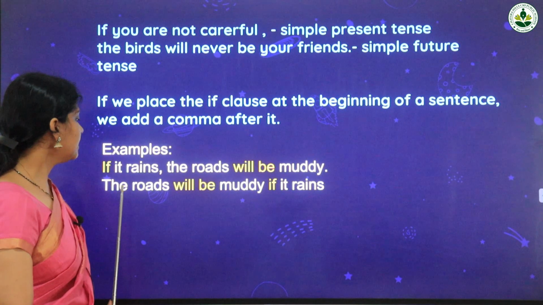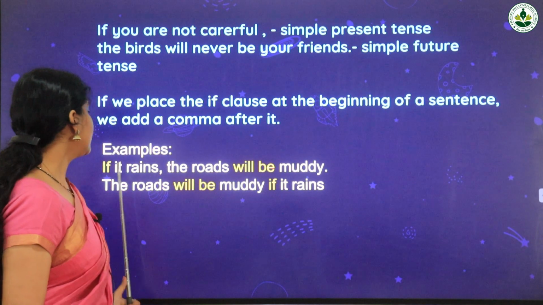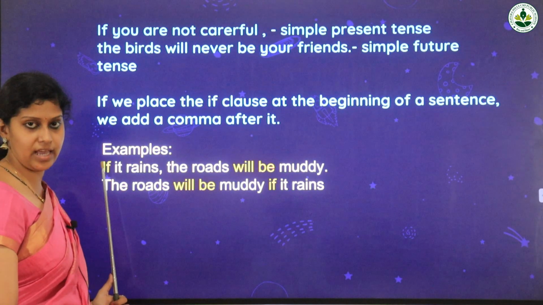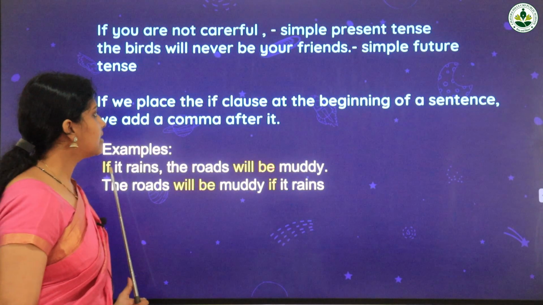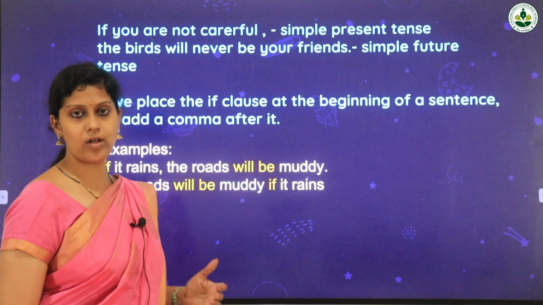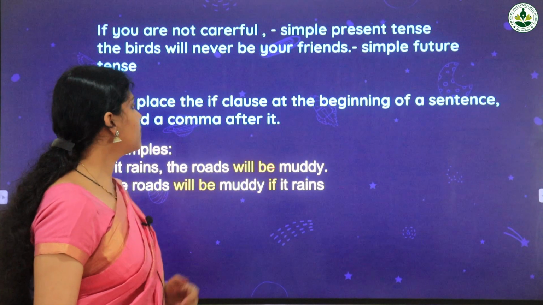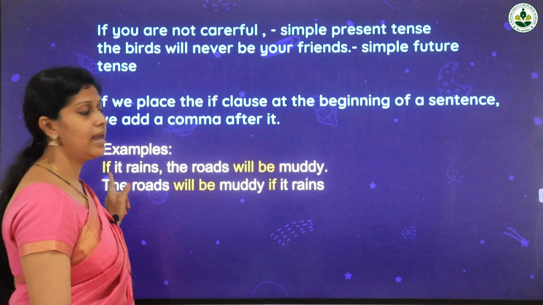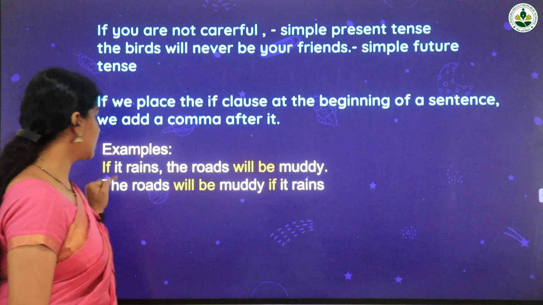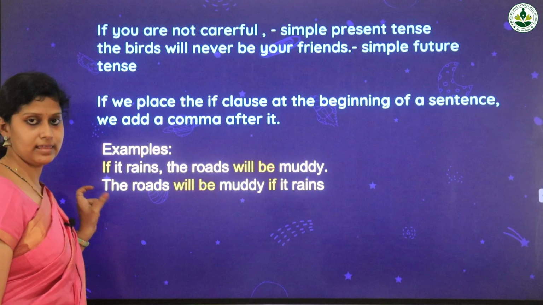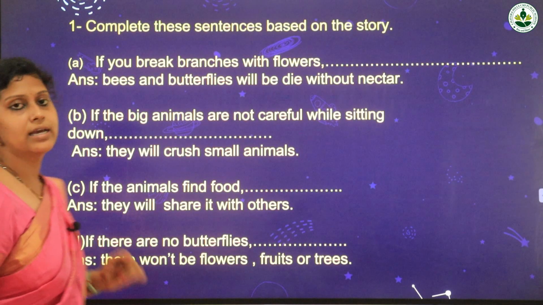Then the second one, the roads will be muddy if it rains. Here a comma is not used in this sentence. In the first sentence it starts with if, so a comma is used to separate these two clauses. If we place the if clause at the beginning of a sentence, we add a comma after it. Look at this sentence again. Here this sentence starts with if and a comma is used. Then look at the second sentence. Here this sentence starts with the and no comma is used. These are the important points related to the if clause.